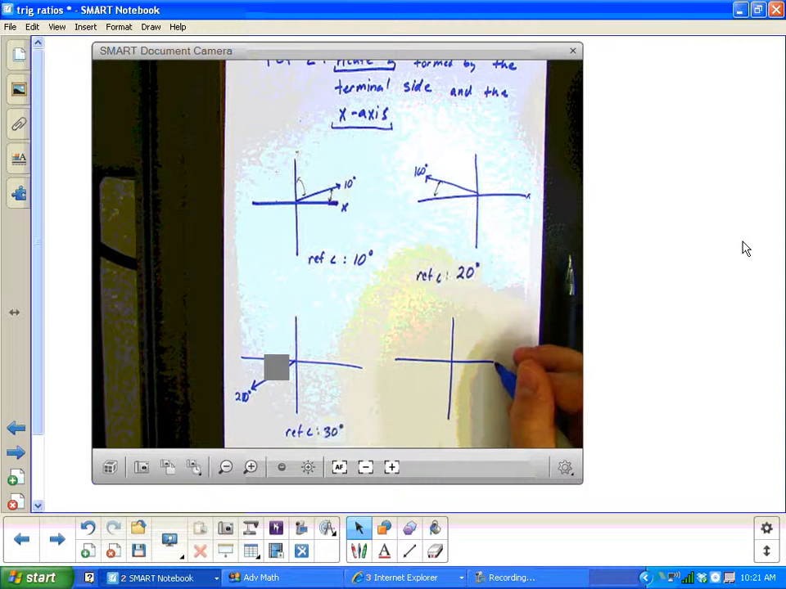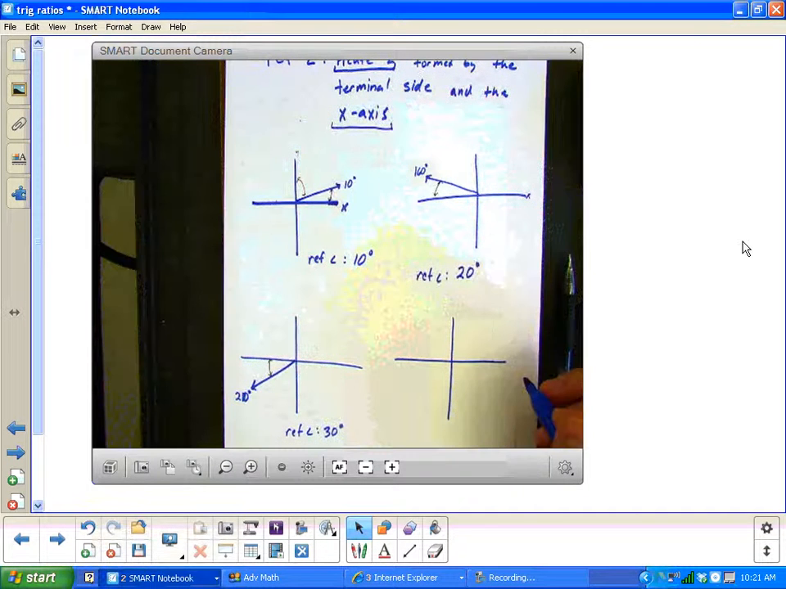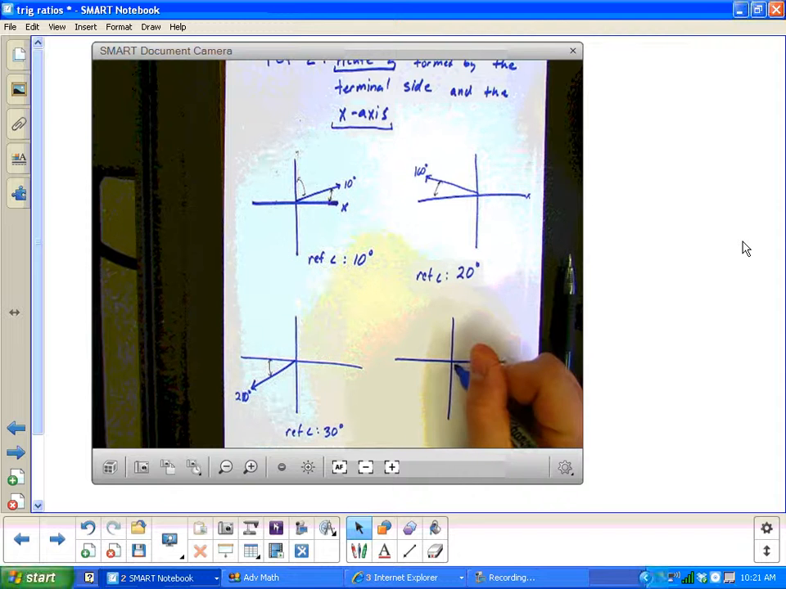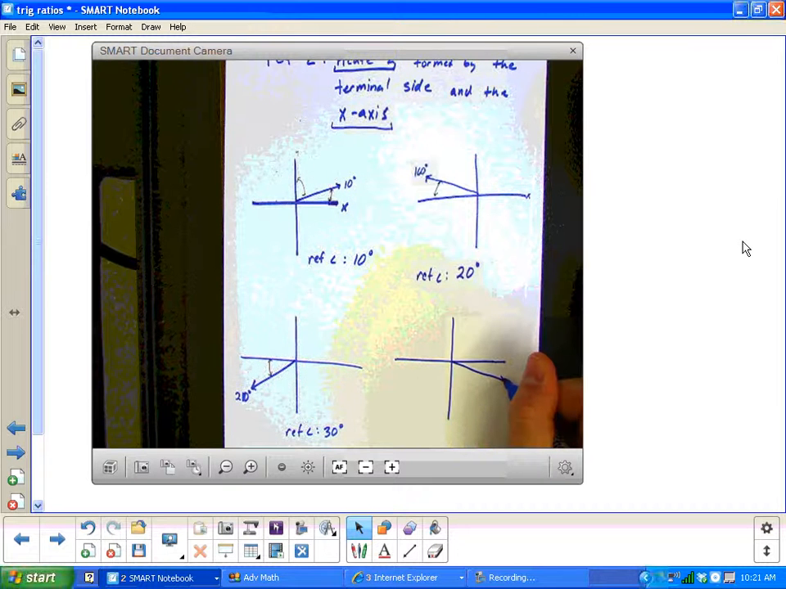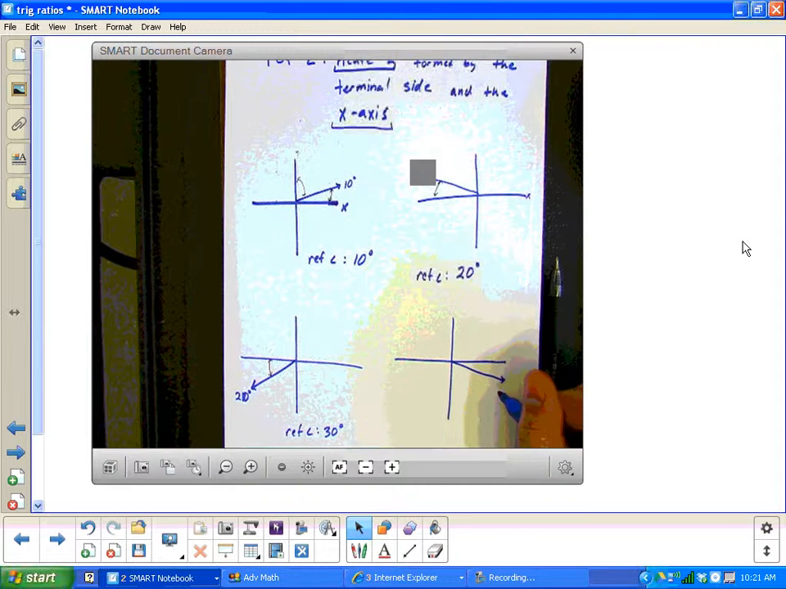All right, so give me a nice angle in the fourth quadrant. 350. All right, that'll work.